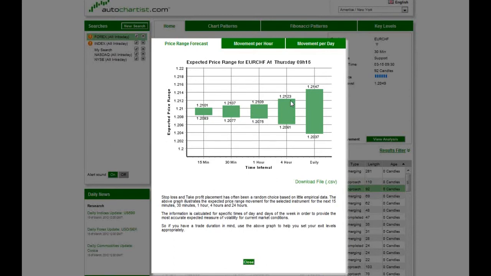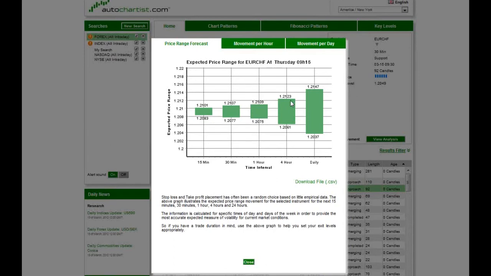But in reality, what the PowerStats tool is telling you is where realistically the price is going to be within a certain period of time. So if you're not planning to hold your position for more than an hour or 4 hours or 24 hours, you should be looking at the PowerStats tool to tell you where, approximately and within reason, you should be setting your stop loss or take profit positions.